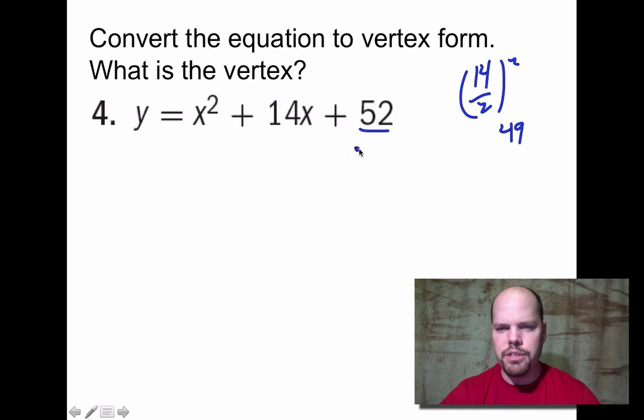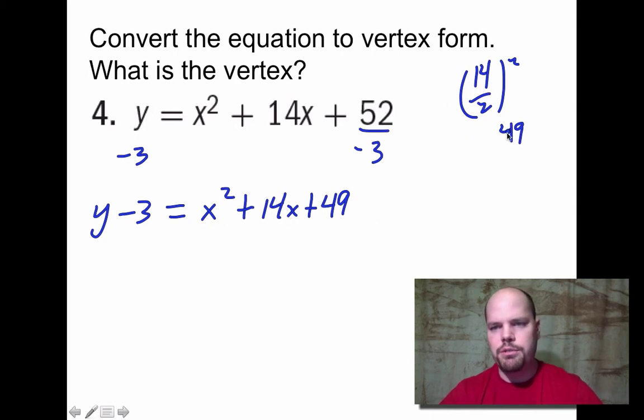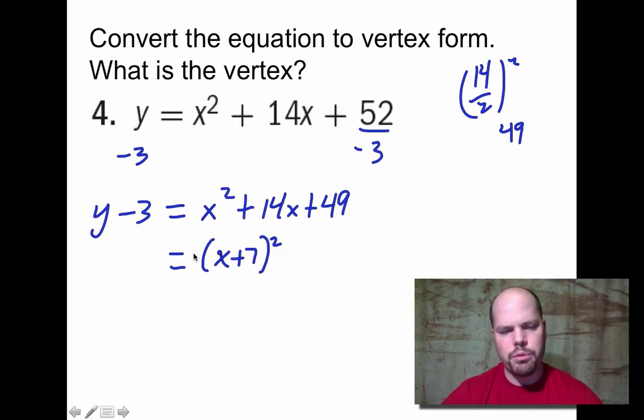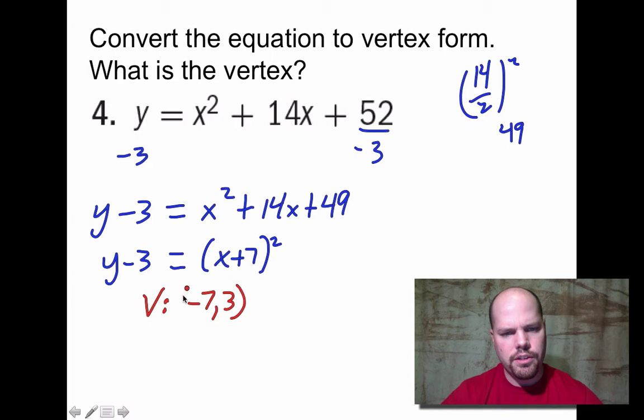So we have an extra 3. So all I'm going to do is subtract 3 from both sides. So I'm going to get y minus 3 equals x squared plus 14x plus 49. This is a perfect square because I knew I needed 49 there. So this is going to be the quantity x plus 7, quantity squared, y minus 3. So then the vertex is negative 7, 3.